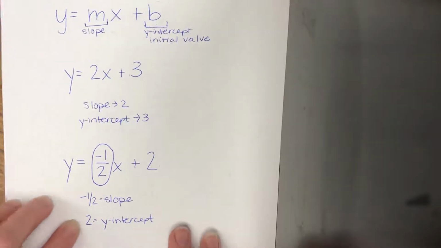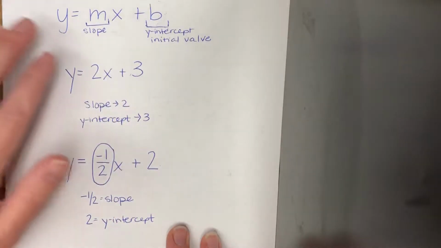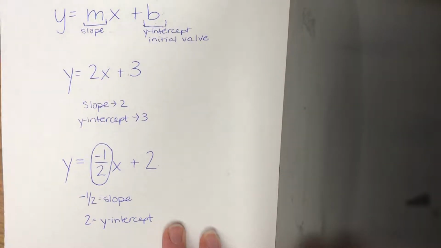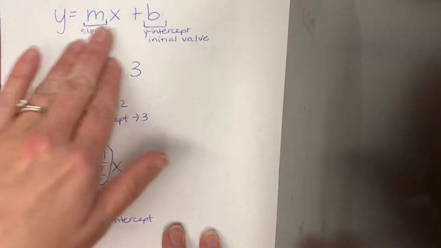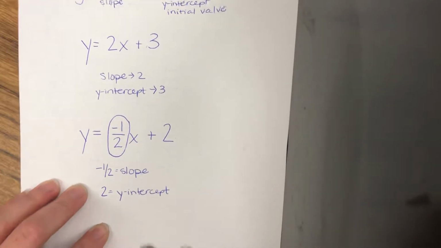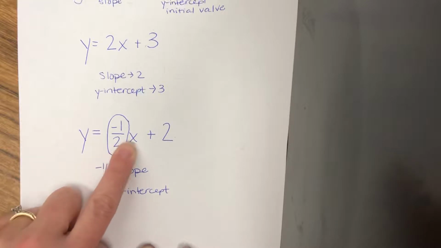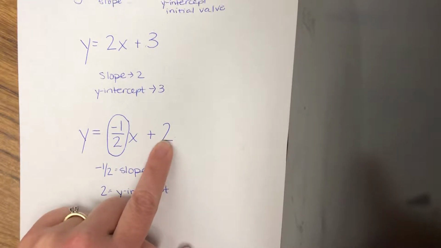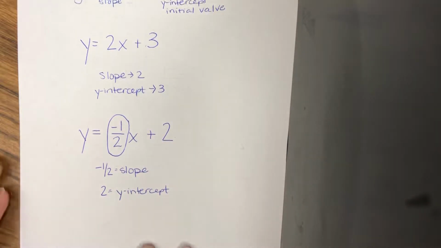So the problem with this is if you get an equation that is not in this form, it does not look like this, and I'm not talking about it not using x and y, it could use different variables, but it does not look like this form, then you have to get it in this form before you can see the slope. But for simplicity reasons and for this introduction, the slope is in front of the independent variable, and the y-intercept, or the initial value, is what is out here by itself.